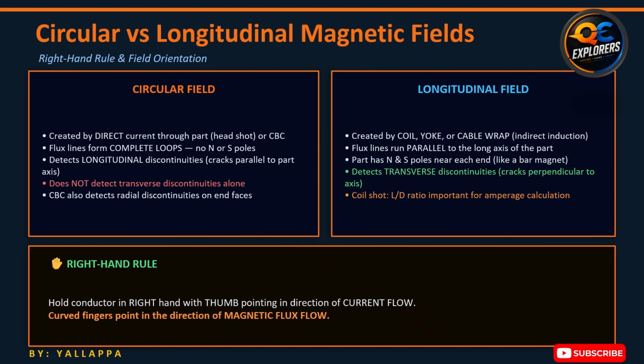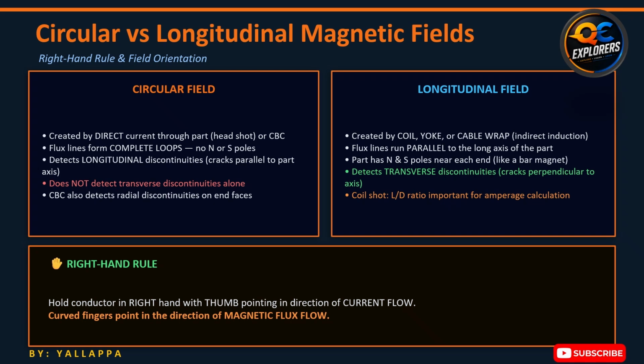Let's make the field orientation rule practical. A circular magnetic field is produced when current passes through a component or through a central conductor arrangement that induces magnetism in the surrounding part. The flux forms closed loops around the current path. There are no simple north and south poles at the ends of a purely circular field. A circular field is therefore well suited to finding longitudinal discontinuities. If a crack runs along the axis of a shaft, the circular field crosses that crack and produces useful leakage.